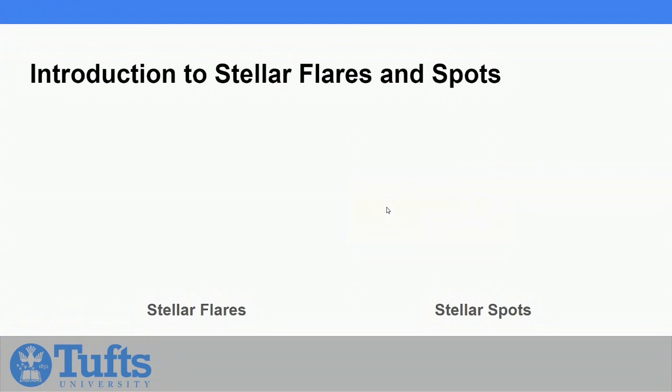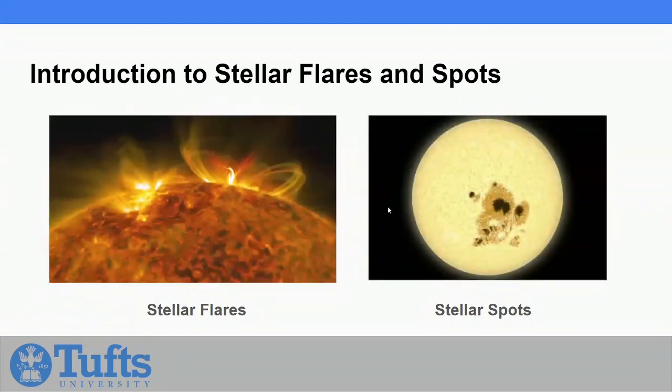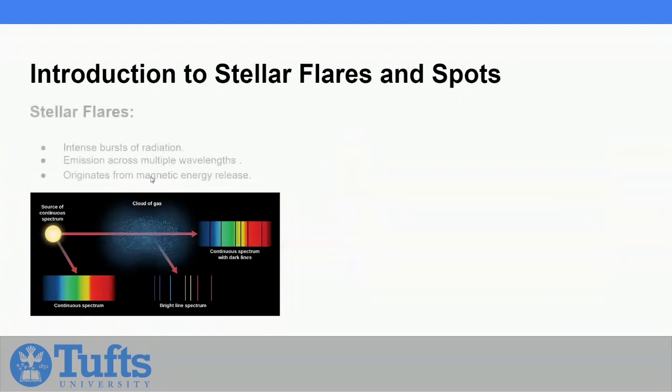Let's begin by defining what we mean by stellar spots and stellar flares. Stellar flares are intense bursts of radiation that come up from the surface of stars, including our own Sun. These flares result from the sudden release of magnetic energy stored in the star's atmosphere. This energy heats the star's gas to millions of degrees, causing it to radiate across the electromagnetic spectrum.